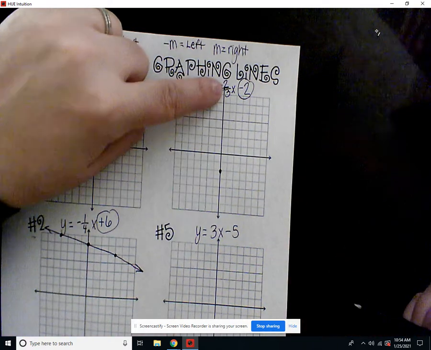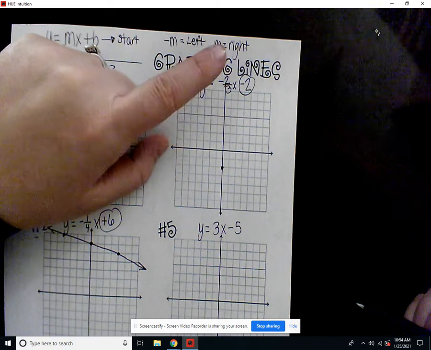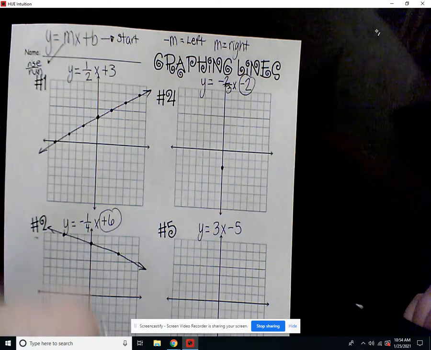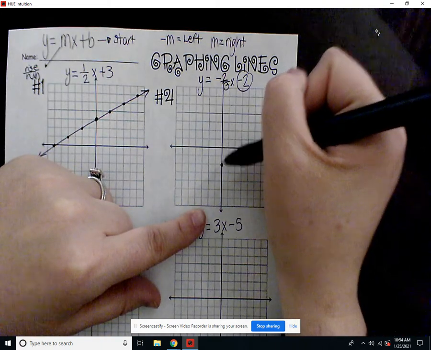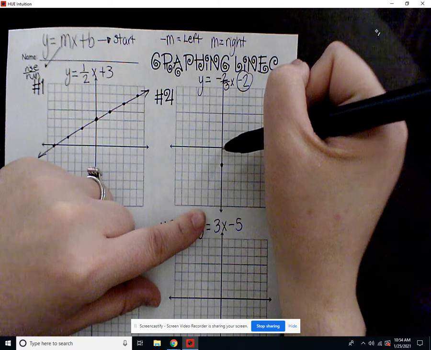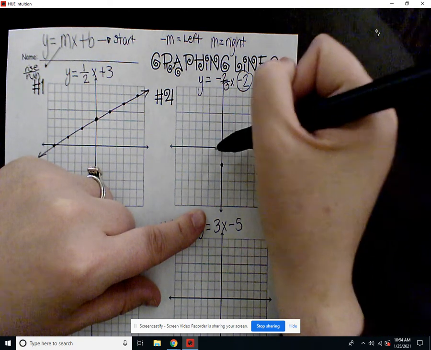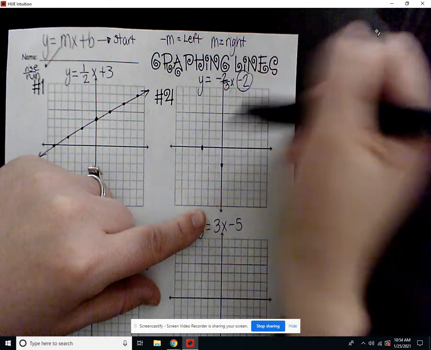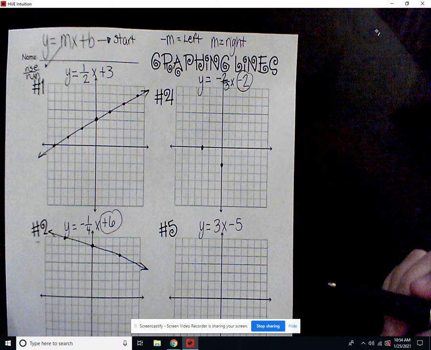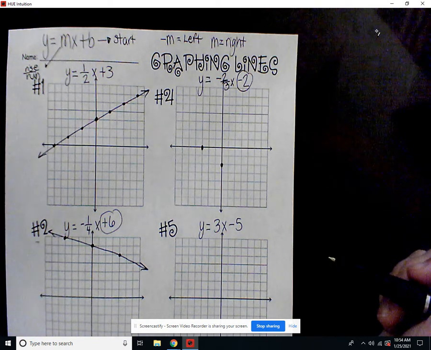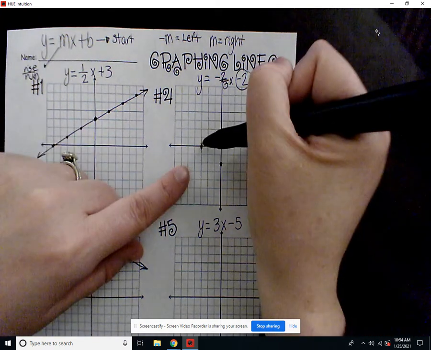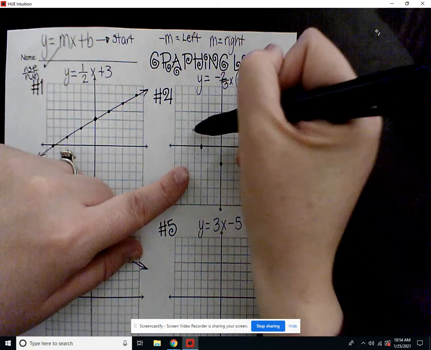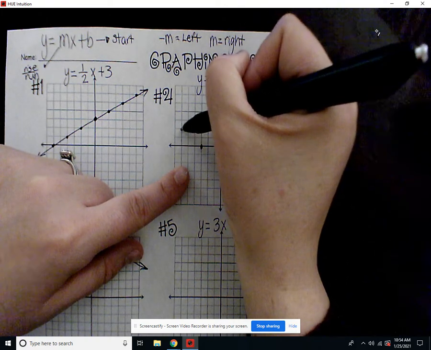Okay, so top number we rise, bottom number we run. It's negative, so we're going to run to the left. So we're going to go up 2 spaces, 1, 2. And again, since it's negative, we're going to run to the left. 1, 2, 3. And negative doesn't mean go down. We always rise first, and then we're going to run. So we're going to continue, rise 2, run to the left 3 because it's negative.